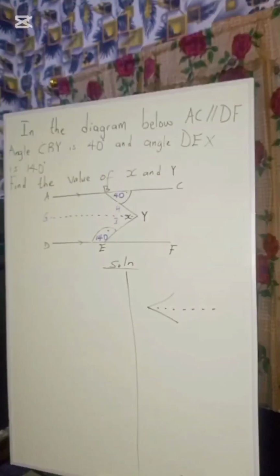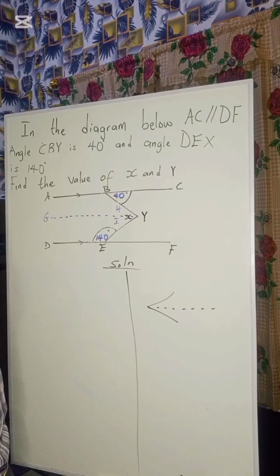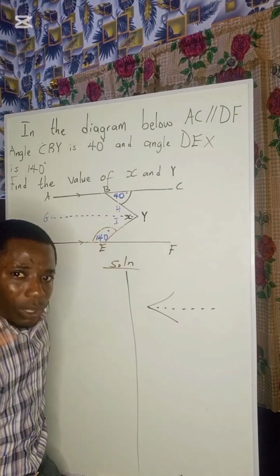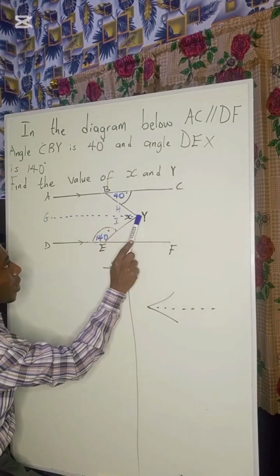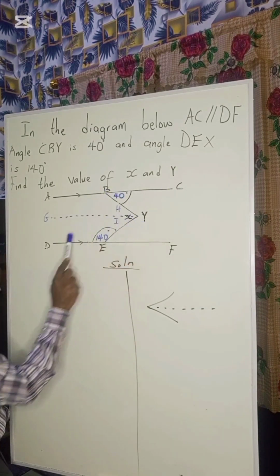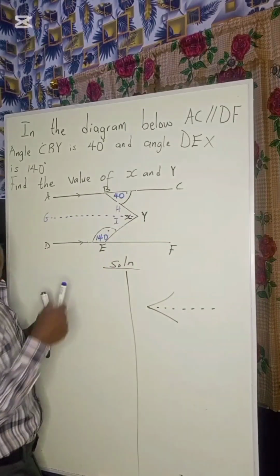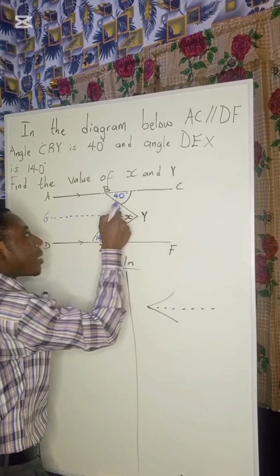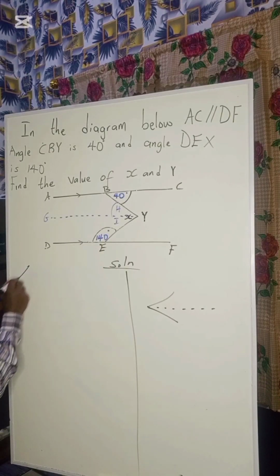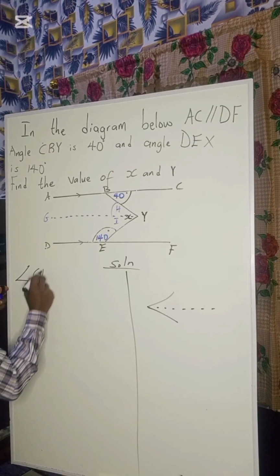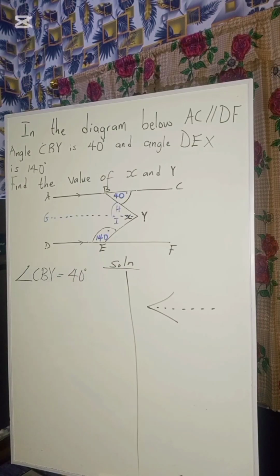Now let's look at the next step. If you look at this new shape critically, you can spot a particular Z shape, a laterally inverted Z shape. You see there is a Z shape here. That tells us that this angle is the same as this angle. So the 40 here is the same as the H here, right? So we are saying that the angle CBY is equal to 40 degrees. That's what we said earlier.